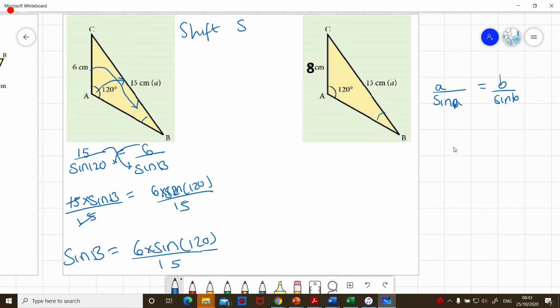So we need to use shift on our calculator, sine. Again, that will give me sine inverse. And then I write it as 6 times sine of 120 all over 15. And doing it in my calculator, shift sine, open bracket, 6 times sine of 120 divided by 15. And that gives us an angle of 20.3.